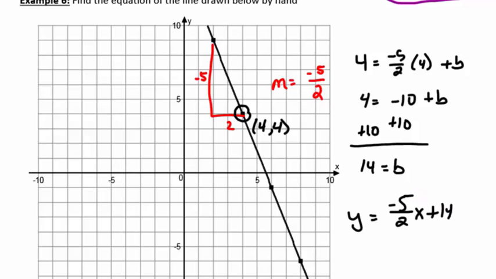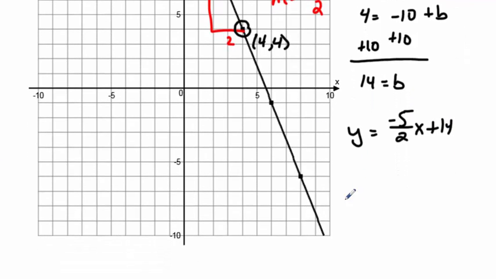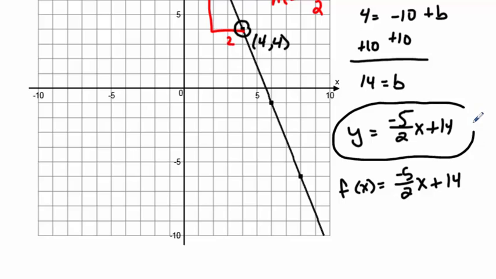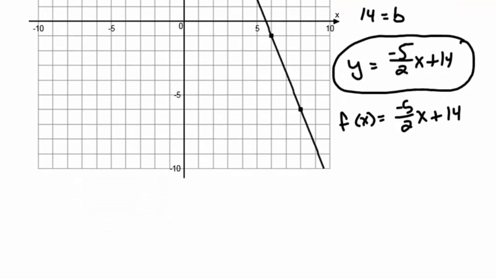Note that I could also write this in function notation. If I wrote this in function notation, it would be just f of x equals negative 5/2 x plus 14. The next section is going to ask us to write more of our equations in function notation, so we're kind of looking ahead at that. Next page.